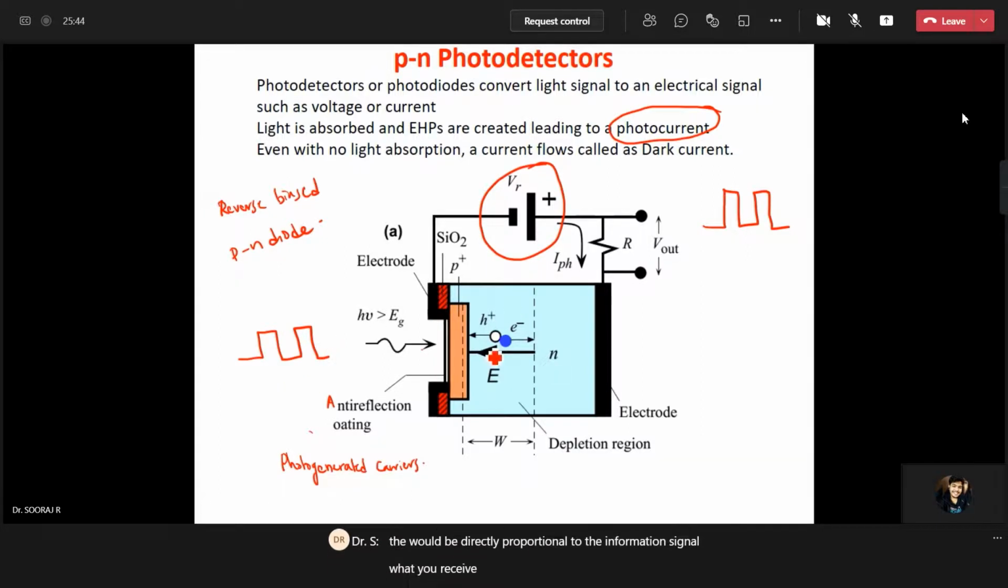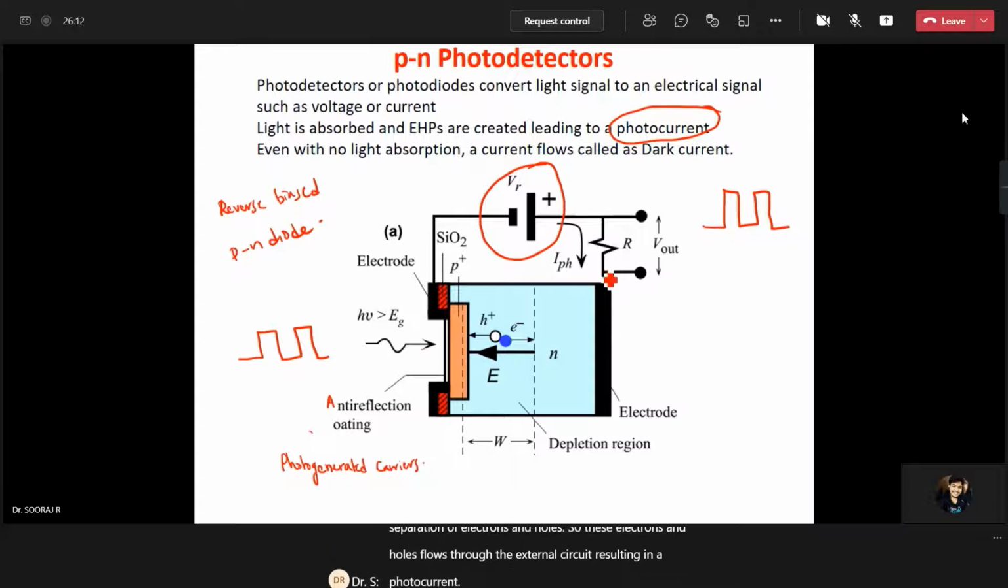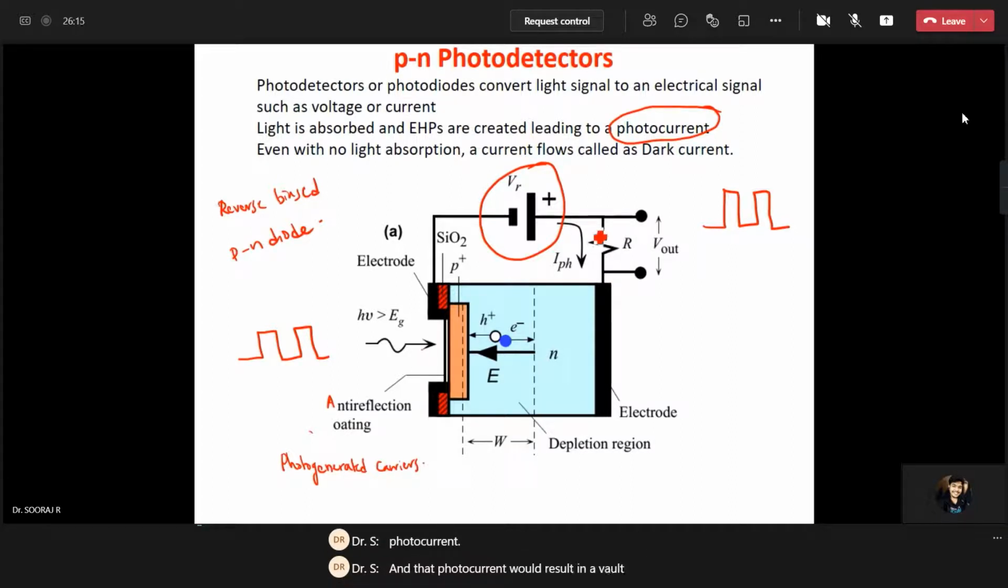To ensure that the electrons and holes are separated and are collected by the external circuit, we always use a reverse bias voltage. This reverse bias voltage would ensure that there is a very strong electric field in the depletion region, which would cause the separation of electrons and holes. These electrons and holes flow through the external circuit, resulting in a photocurrent, and that photocurrent would result in a voltage drop across the load resistor. And by measuring that voltage drop, or that photocurrent, you can actually demodulate the information signal that you have sent.